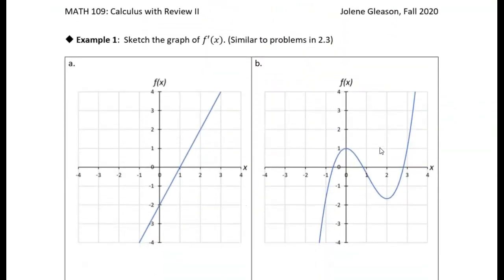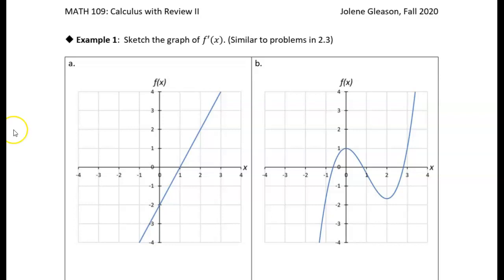In this first example, what I want you to do is sketch the graph of the derivative given a graph of the function itself. Okay, so we're given the function, and we don't know what the formula is. We just have a graph of it. So basically, what we're doing is graphing the slope. Okay, we're graphing what the slope is. Now, this first example is pretty straightforward.